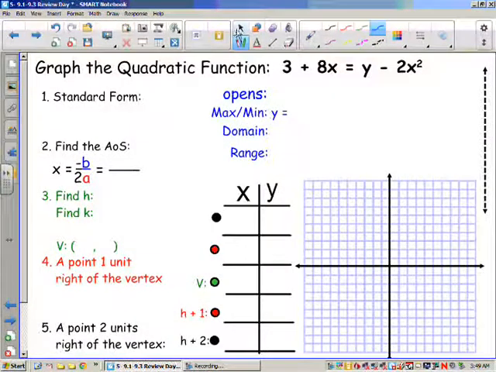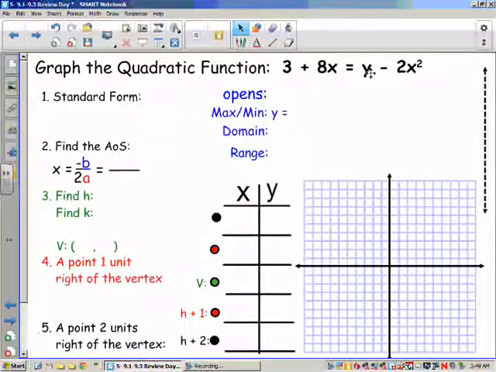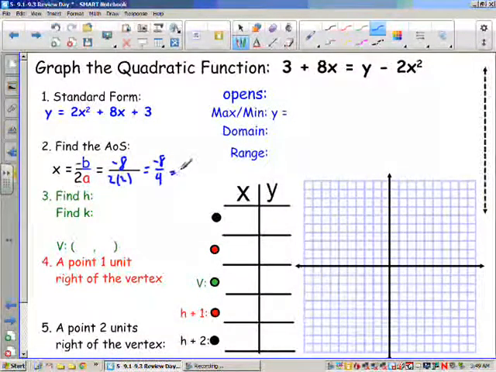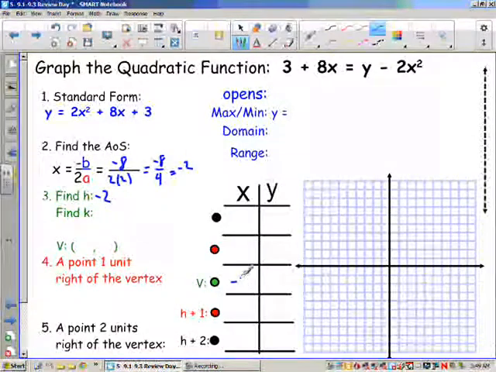All right, to start with, we're going to have to get the y by itself, which means to add the 2x over. So if we ultimately end up with standard form, we get something like this. To find the axis of symmetry, we're going to do negative 8 over 2 times 2, and that's going to be negative 8 over 4, which is negative 2. So our axis of symmetry is x equals negative 2. That makes our h of our vertex negative 2.